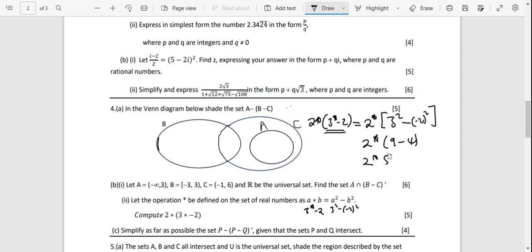Again, you know the meaning of 2 star 5. You get the first number, you square it, minus the second number, you square it. So 2 squared is 4, 5 squared is 25. That gives us -21. So this is it.